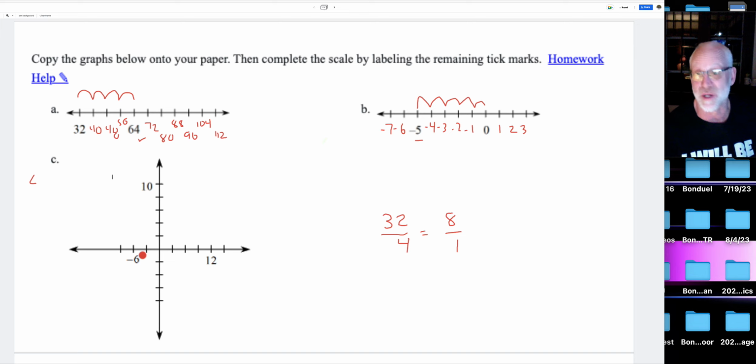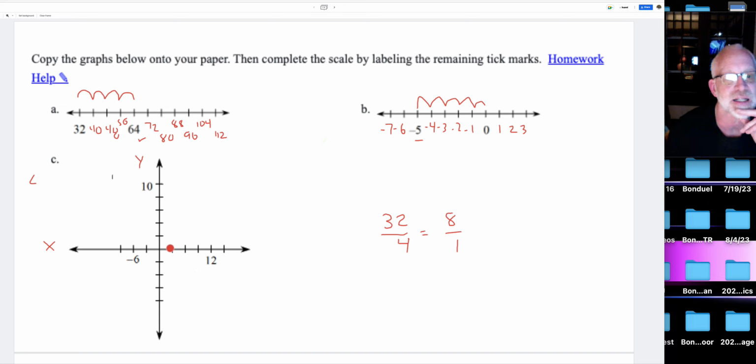Now, this one's a little tricky because the tick marks go up by different amounts on the x-axis as they do on the y-axis. Remember, the x-axis goes across horizontally, the y-axis goes up and down vertically, right? So if I took a look at the x-axis, it goes 1, 2, 3, 4 to get to 12. So 12 in 4. So I said, well, that one's got to go by 3, right? 12 divided by 4 is 3.